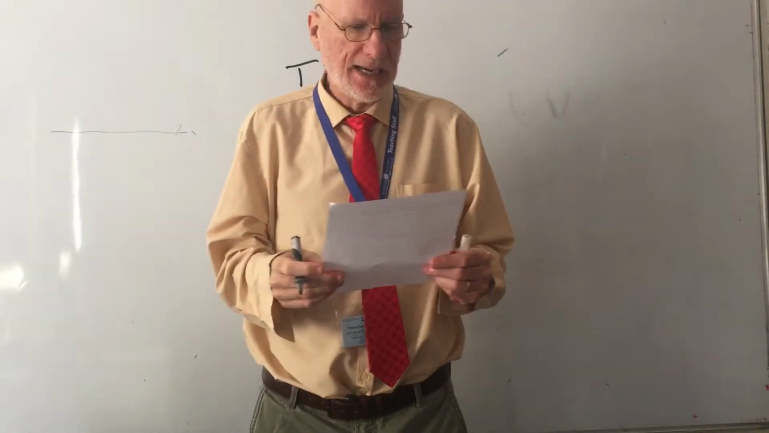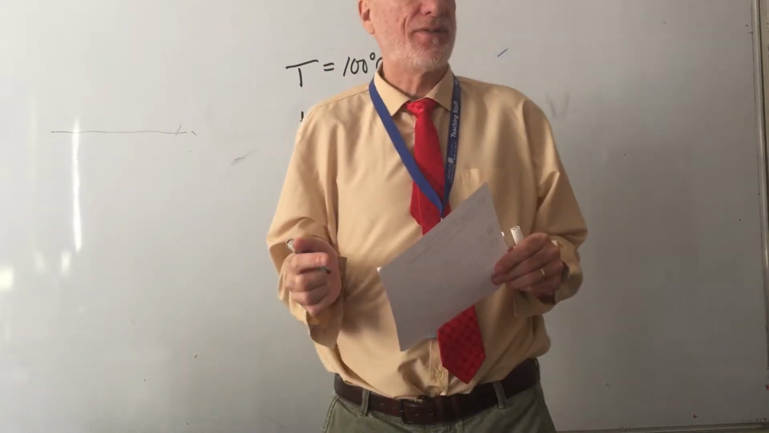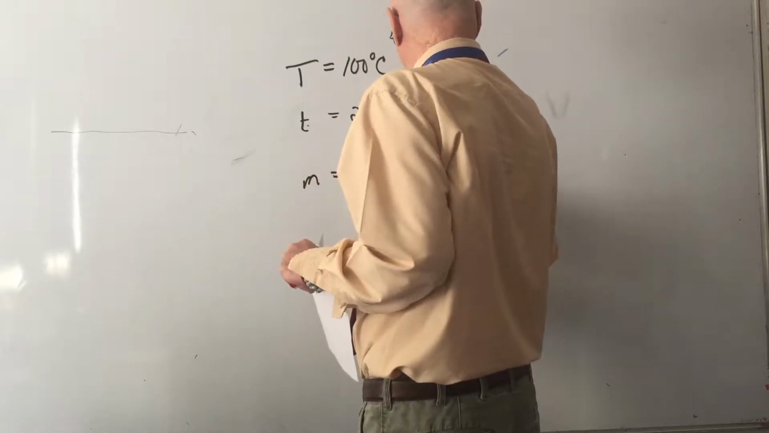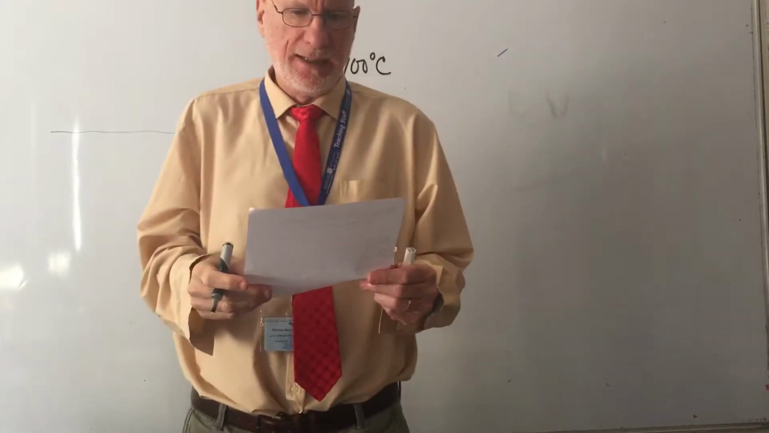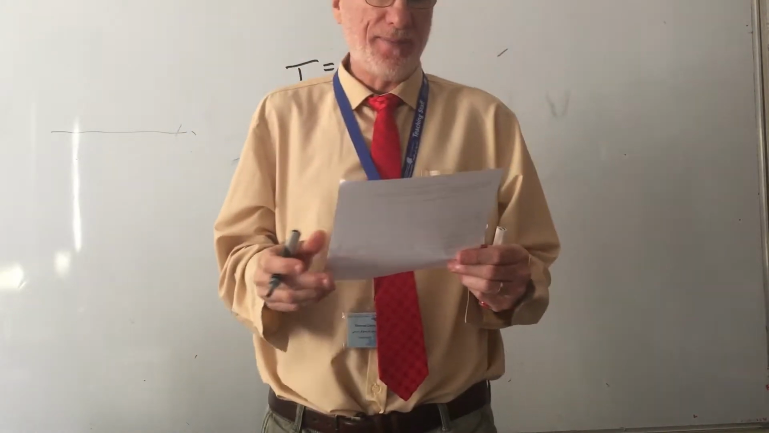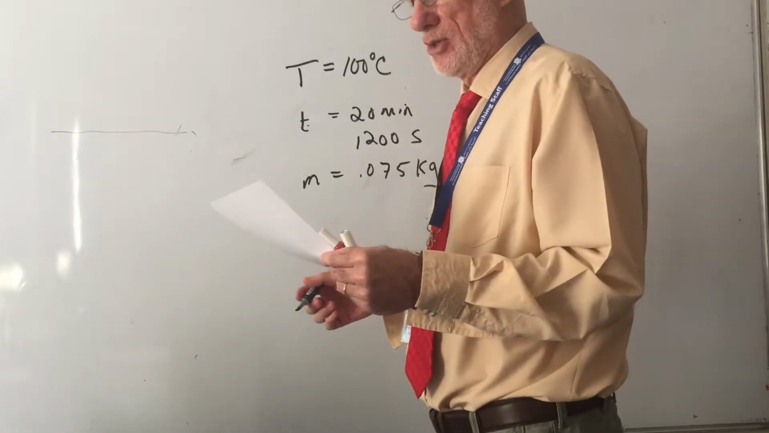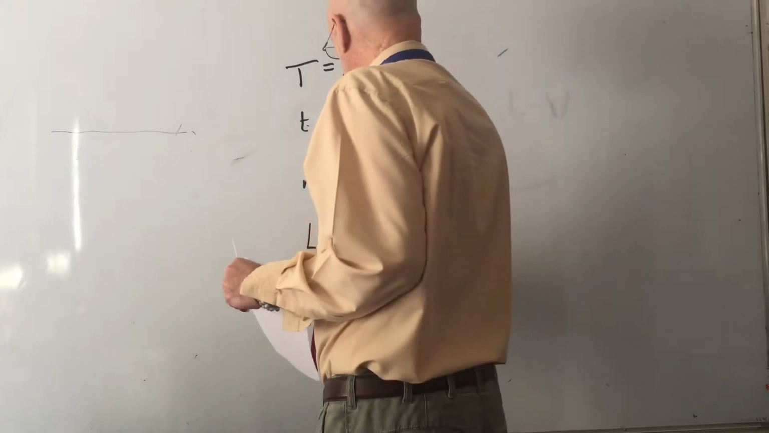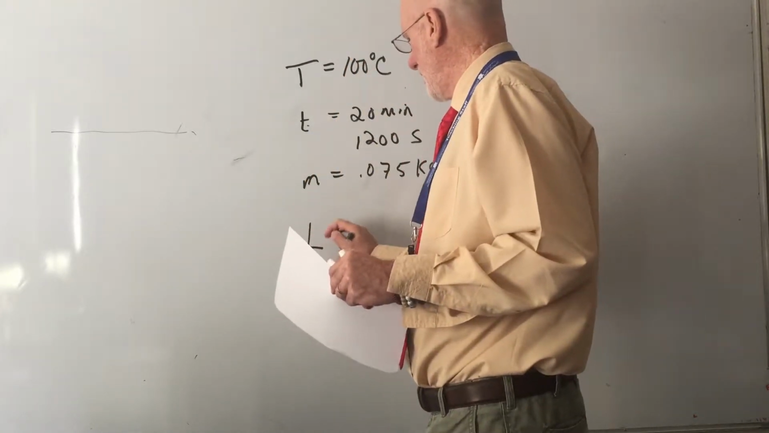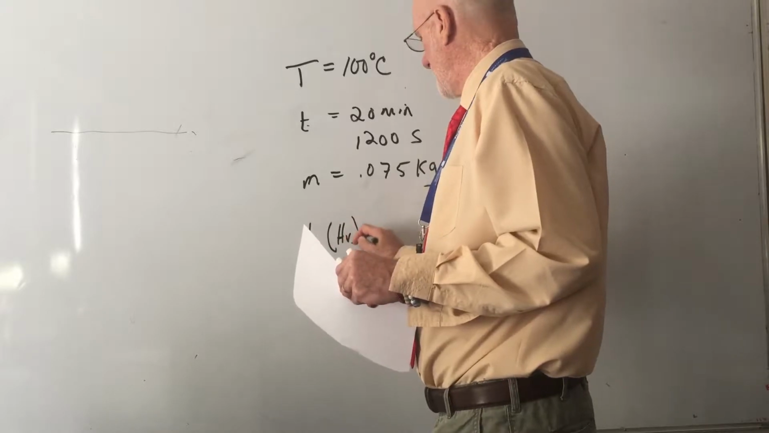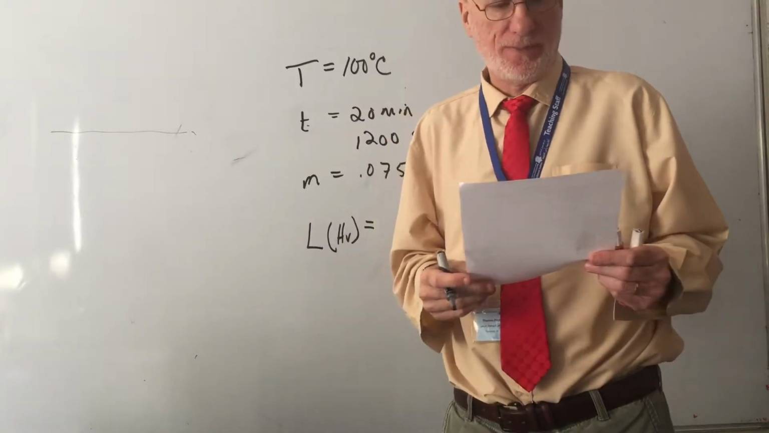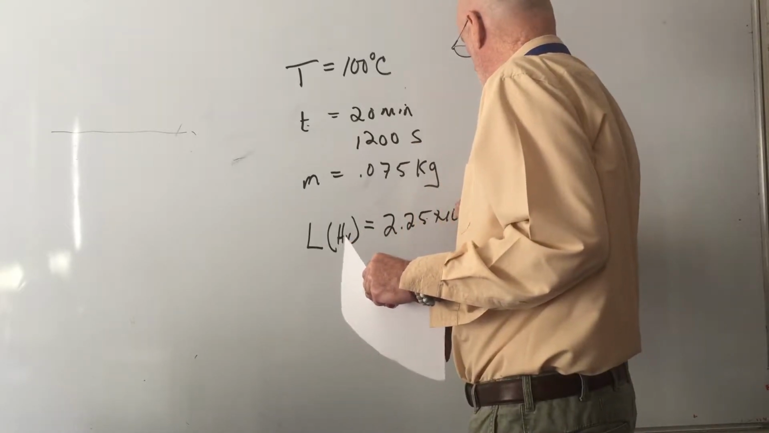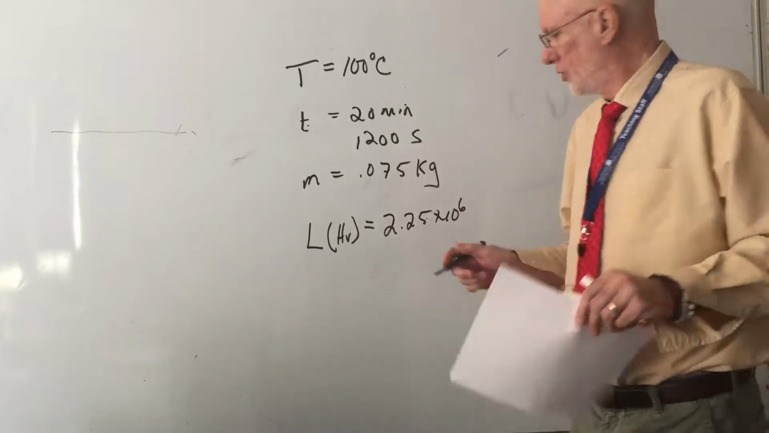Okay, good. And then it says the mass is 0.075 kilograms. And the latent heat of vaporization is going to be 2.25 times 10 to the 6 joules per kilogram. But I don't like the way they do that. I think it's a little clearer to say heat of vaporization, and that's going to be 2.25 times 10 to the 6th joules per kilogram.